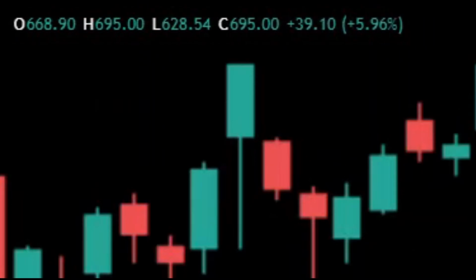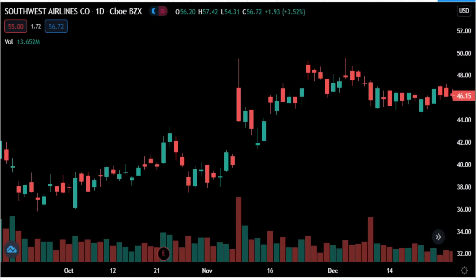In this case, we take the highest price of the day of $695, which is also the closing price, and get the difference from the low of the day, which is $628.54, giving us a range for the day of $66.46.